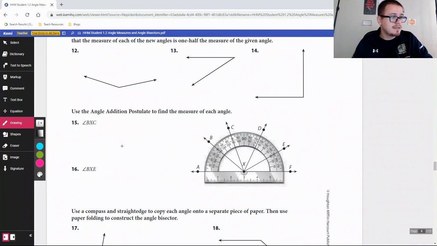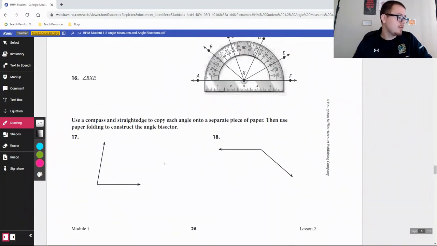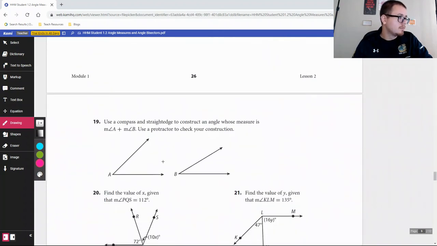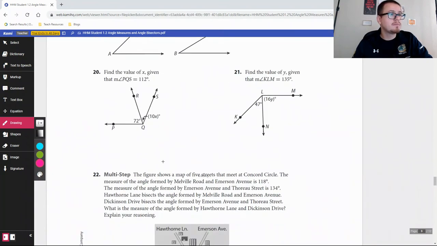For 15 and 16, use the angle addition postulate. So that's what we talked about with the whole bisecting. You can add angles together as long as they're bisected. So work on that, and the protractor is already there for you. 20, 21, this is going to require you to set up equations, so make sure they're balanced. This is going to be fun for us to talk about, so I'm assuming there'll be questions. Make sure you're ready for those, but I want an effort first.